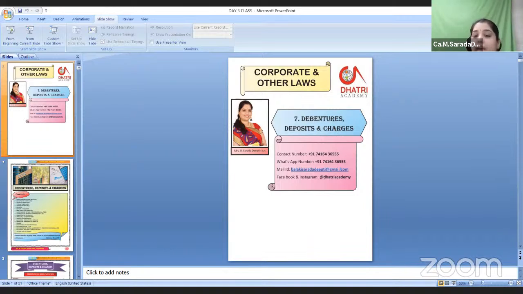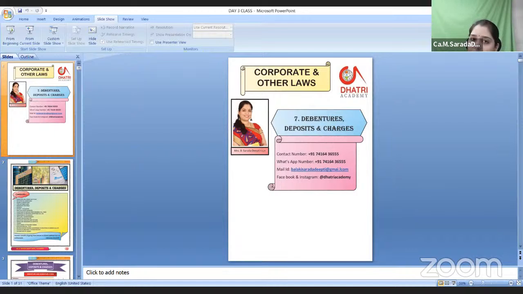Okay. And a fixed charge cannot be converted into a floating charge. Conversion of fixed charge into floating charge is not possible. However, a floating charge can be converted into a fixed charge, which is called crystallization of the floating charge. In this, the floating charge will be converted into a fixed charge. But conversion of fixed charge into floating charge is not possible.